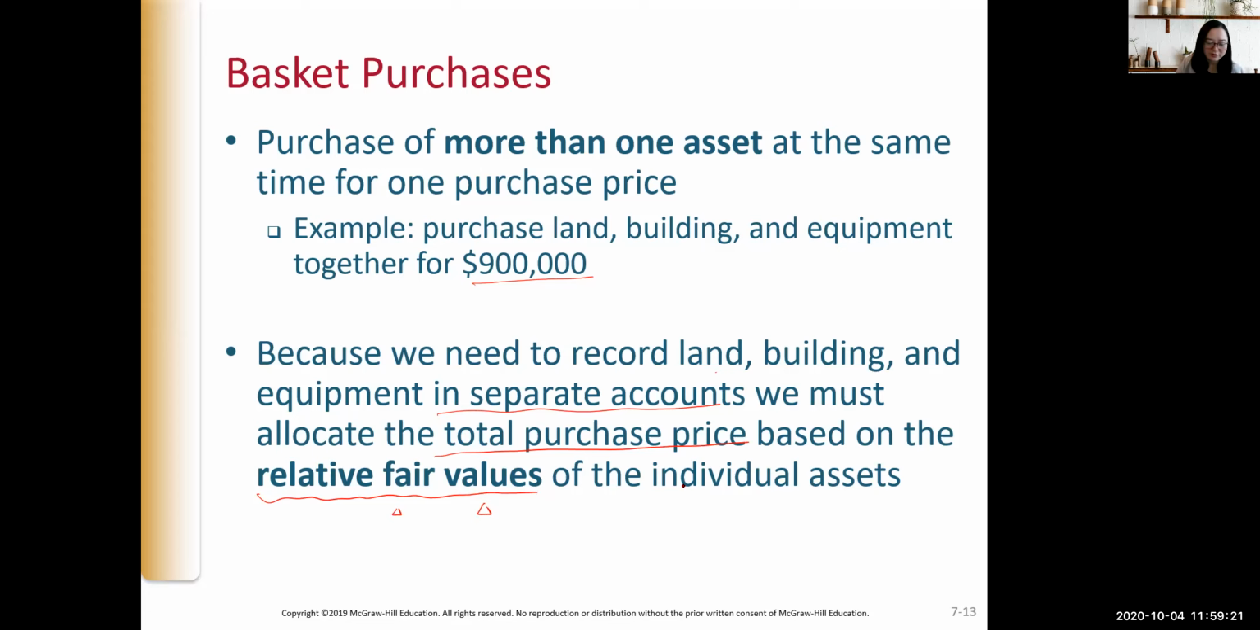Okay, so in other words, to allocate 900,000 to the land account, the building account, and the equipment account, we need some sort of proportion, right? And this proportion is determined by the relative fair value of each item that you bought.